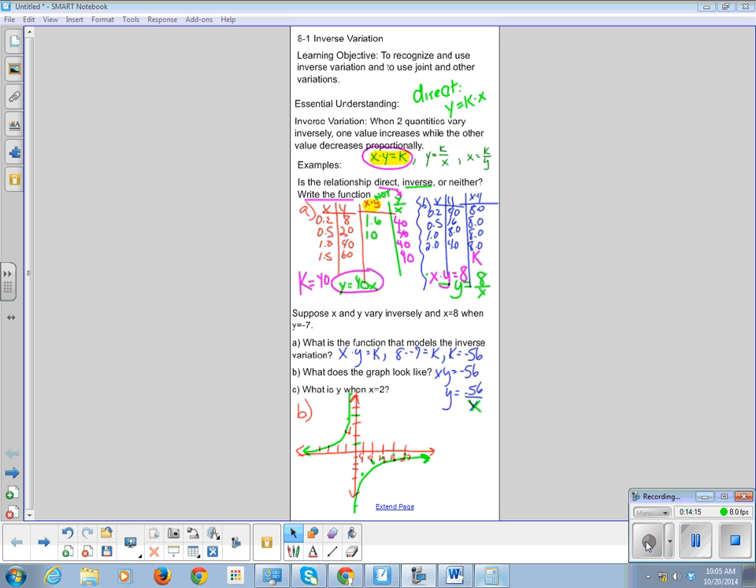All right, C says, what is y when x is equal to 2? So in here we go, y equals negative 56, and when x is equal to 2, half of 56, 28? So y is equal to negative 28 when x is equal to 2.